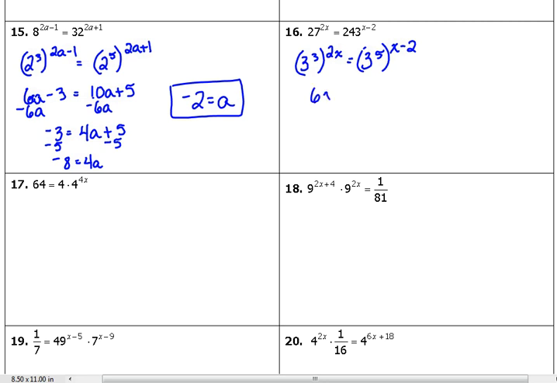So 3 times 2x is 6x. 5 times x minus 2 is 5x minus 10. Subtract 5x from both sides. X is equal to negative 10.